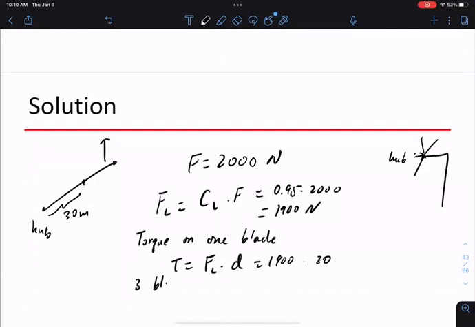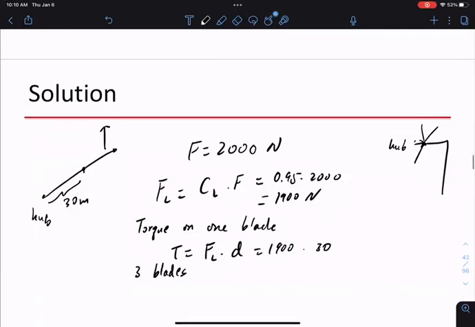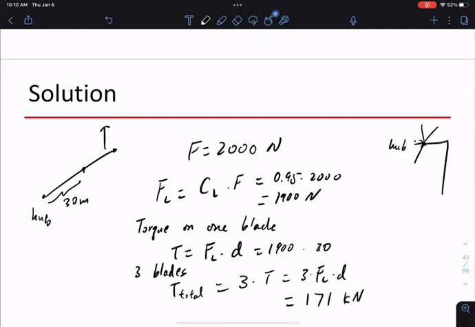We have three blades. So the total torque is 3 times the torque on a single blade, times distance. That's 171 kilonewton meters. Right, so this is our torque, the entire torque generated by three blades that's turning around. Okay, so F times R.